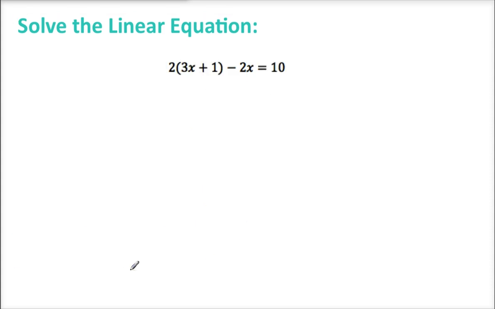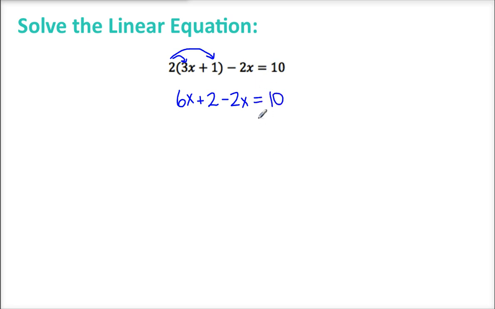Okay, hang in there with me for one last example. This time it looks a little bit bigger, but same process. So simplify this side of the equation. The very first step before you do anything, if you see parentheses, you want to do those first. Okay, so use the distributive property first if that's one of your choices. So we have 2 times the 3x. 2 times 3 is 6, so we have 6 x's. And then 2 times a positive 1 is a positive 2. And then we still have minus 2x equals 10.